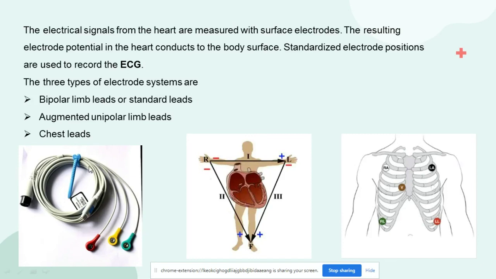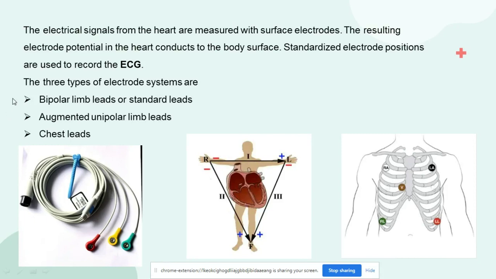And how we have to place the electrode, in what fashion we place the electrode on the body, that we call the lead electrode systems. There are three types of electrode systems available for recording the ECG signal, for example, bipolar limb leads or standard leads, augmented unipolar limb leads, and chest leads.